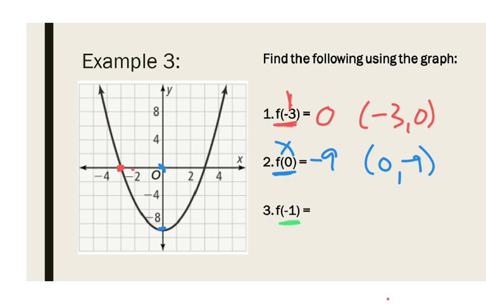The next one's f of negative 1. So my x value is negative 1, which is right here. Once again, I'm going to have to go down to touch the U shape, to right here, and that y value is negative 8. So my ordered pair is negative 1, negative 8.